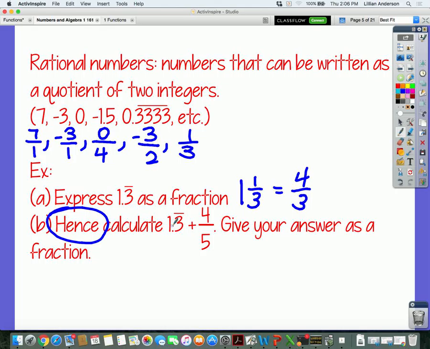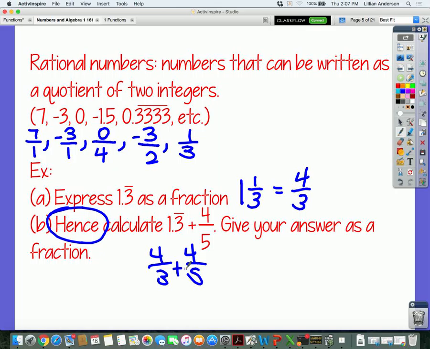Okay? And remember how the other day I was talking about MAR schemes and follow through? If you were to get part A wrong, but you use whatever answer you got to answer part B, you're not going to be penalized twice. Okay? As long as you show the proper steps. Alright? But that's right, so we're good. Okay, so we have 4/3 plus 4/5.